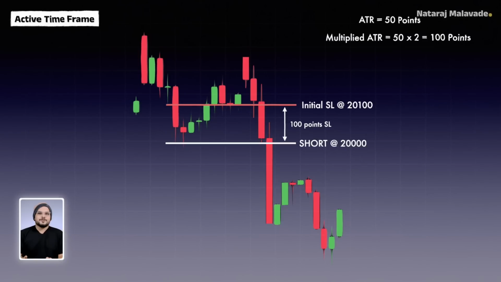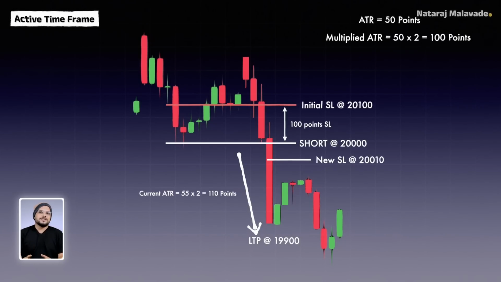And again, this method is also useful for trailing your stop loss once the market moves in your favor. For example, if the market moves down by 100 points, that is in your favor, around 19,900 is the current price, and ATR is 55. In this example, 55 multiplied by 2 is equal to 110 points. This makes your new SL for the short trade 20,010 points. So even if the market reverses, you are going to secure your profit. So basically, you reduced your risk from 100 points to 10 points.